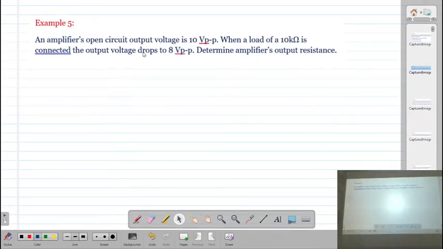An amplifier's open circuit output voltage is 10 volt peak to peak. When a load of 10 kilo ohm is connected, the output voltage drops to 8 volt peak to peak. Determine the amplifier's output resistance. So this example is related to the output resistance of the amplifier.